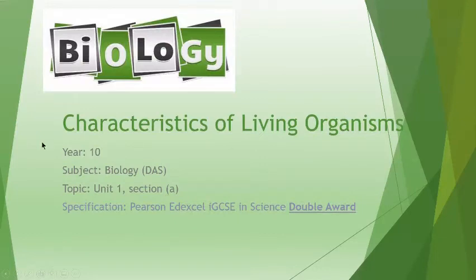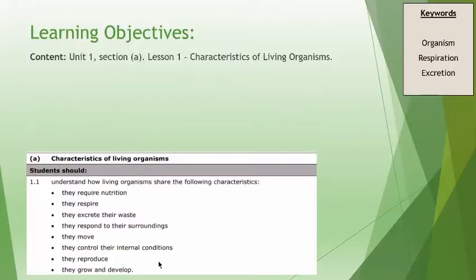Okay, so here is the title. This is year 10 and it's biology double award science, unit 1, section A. But make sure to remember this specification is for Pearson Edexcel iGCSE in science double award science. So we're not covering everything you would probably do in the single biology. Anyways, let's move on.